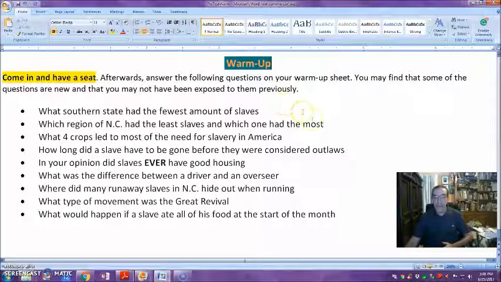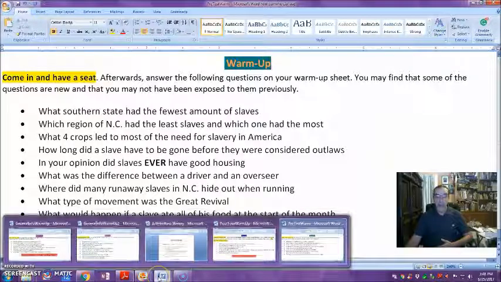As I look at different warm-ups, we're going to see that some questions have been repeated. And so his use of warm-ups and layering the information and the questions over several periods of time is what I want to adapt.